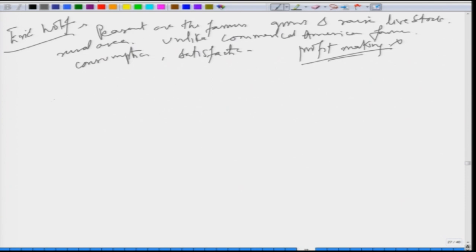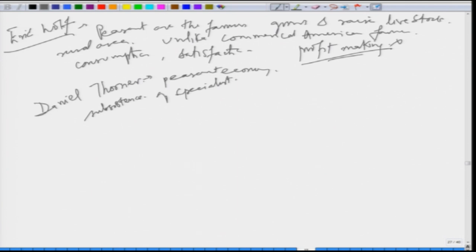peasant. Then we also see another significant name, Daniel Thorner. Daniel Thorner was speaking about the understanding of peasantry in terms of the peasant economy. In his view, what is important is that they are seen as subsistence specialists, and the peasants produce for exchange with the urban, and that is going to be important. The family is the main unit of production. So that is important when we speak about Daniel Thorner's understanding of the peasantry.